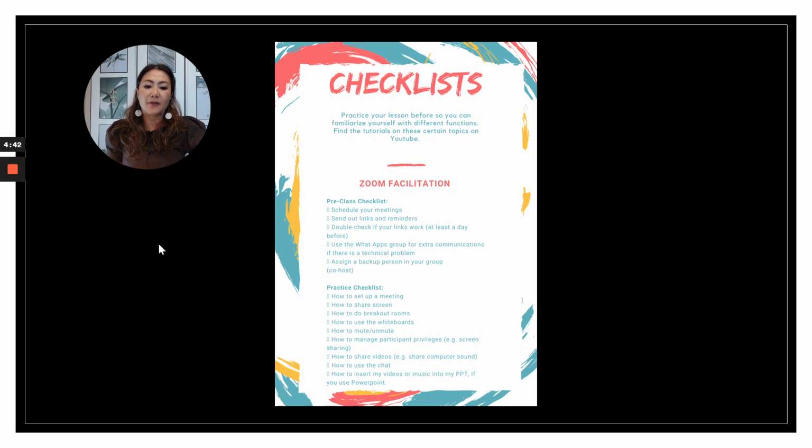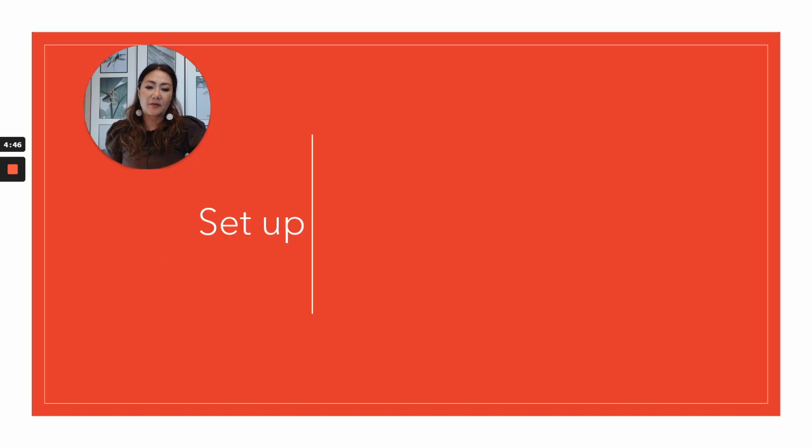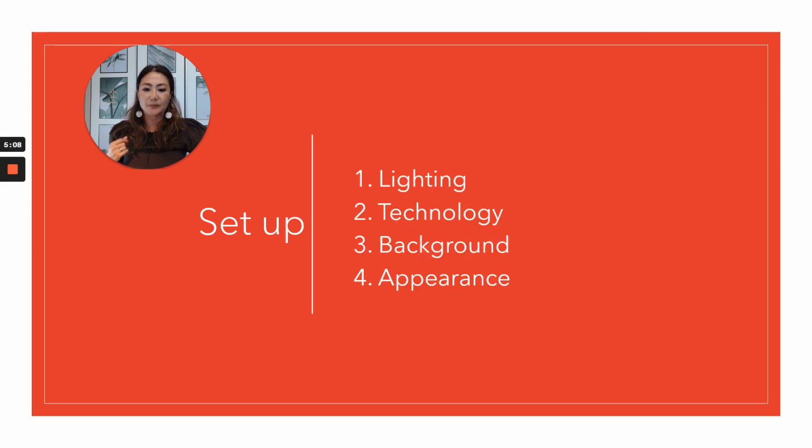So this is our first segment on how we can prepare our class physically, in terms of the checklist of things we need to do before a class. Now, how can we set up the teaching space, the space where people see us? There are a few things you need to pay attention to: lighting, technology, background, and appearance.